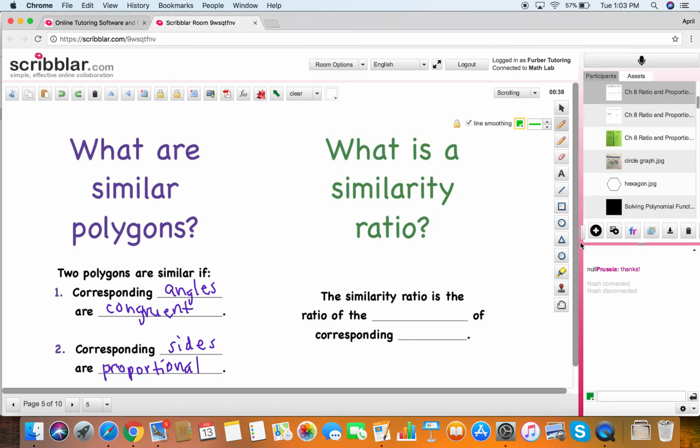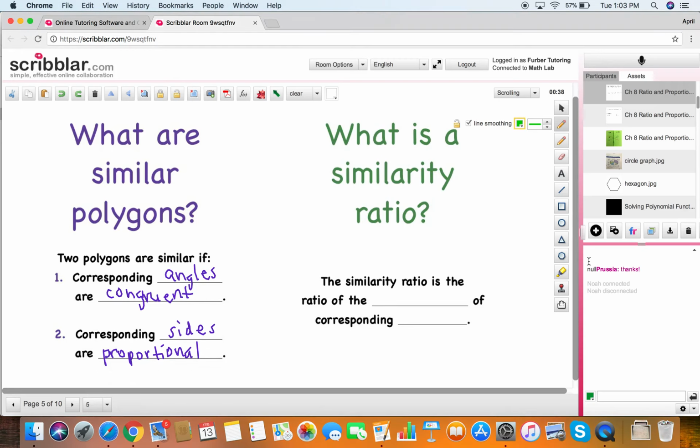Okay, so now we're going to discuss what a similarity ratio is. And really this makes sense because what we've just been learning is that in order for two shapes or two polygons to be similar, their sides have to be proportional. Well, the similarity ratio is the proportion or the ratio that all of the sides end up equaling. Okay, and so the similarity ratio is the ratio of the lengths of the corresponding sides.